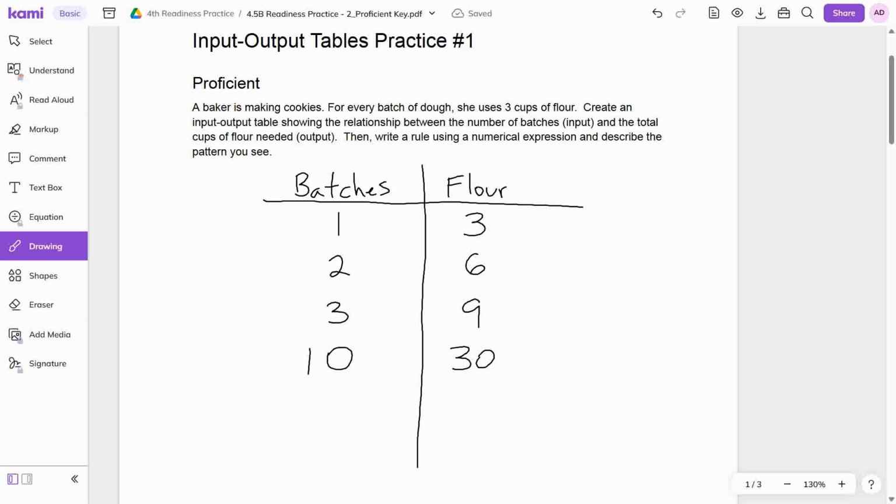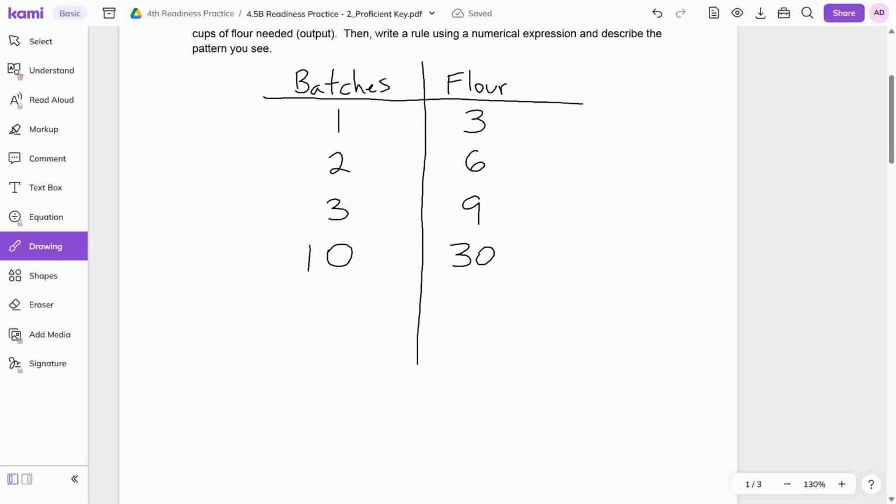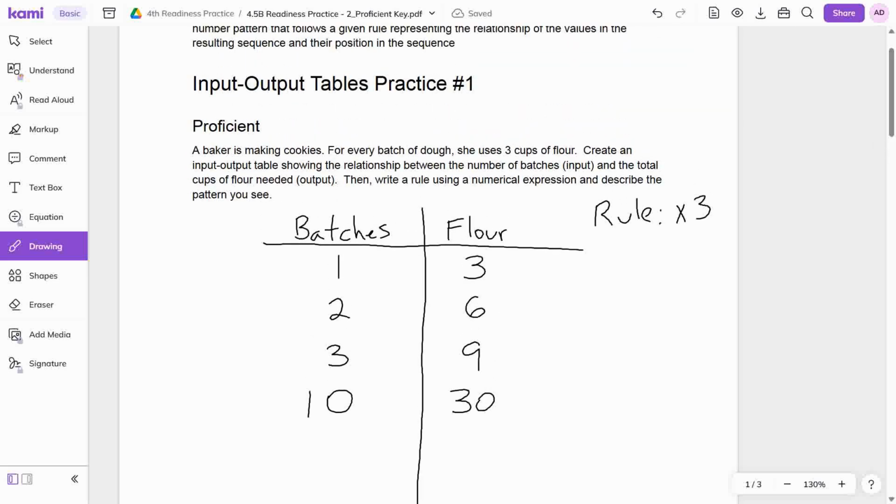But we need to write a rule using a numerical expression and then describe the pattern we see. So what is our rule? All right, so let's write that over here. What are we doing to get from our input batches to our output flour? Well, we multiply by 3. 1 times 3 is 3, 2 times 3 is 6, 3 times 3 is 9, and so on. And we get that because for every batch we have 3 cups of flour, so that gives us our times 3 right there. And then we can describe the pattern we see.